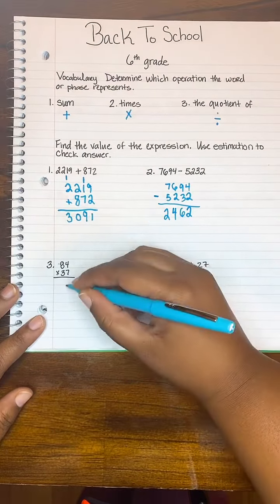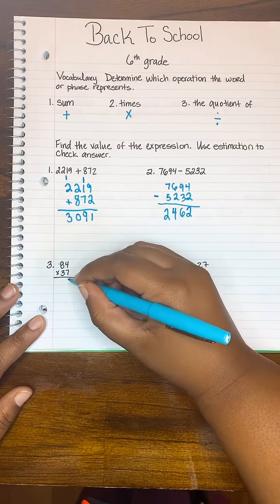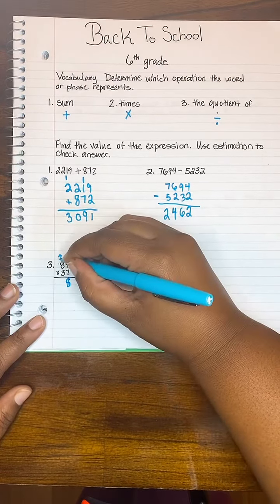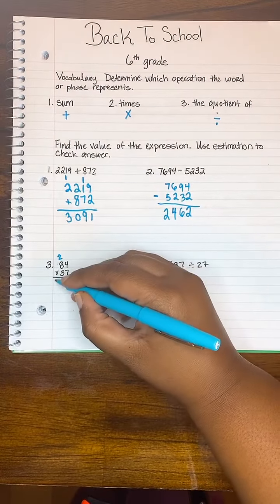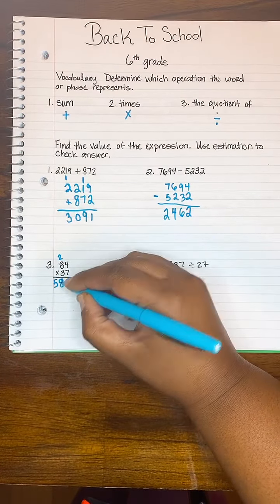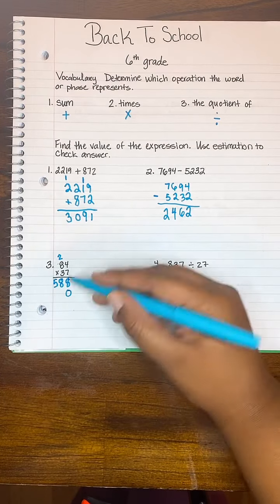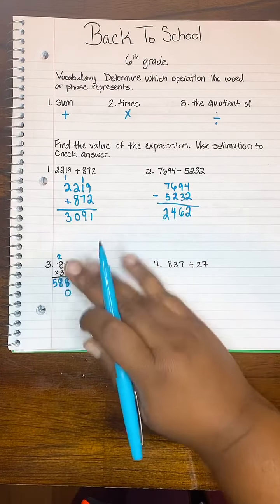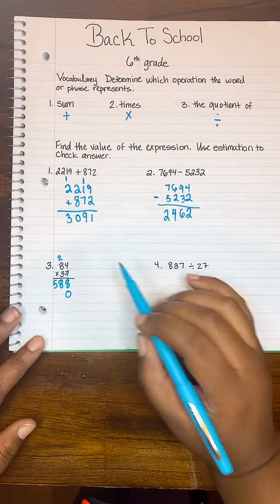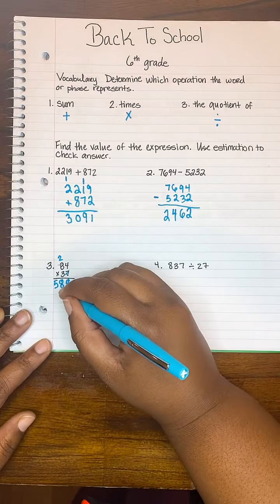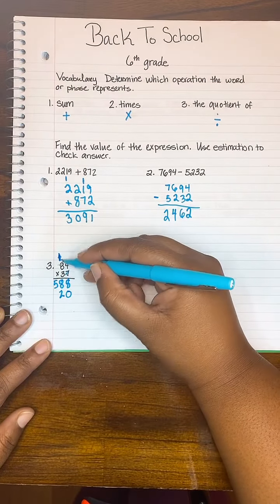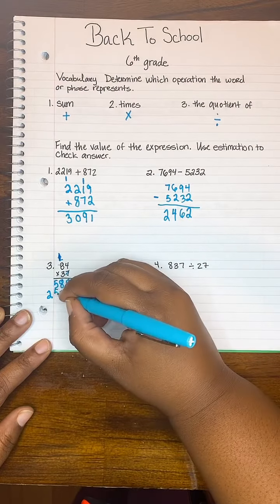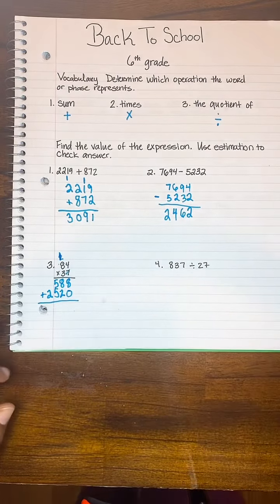So 7 times 4 is 28. Carry the 2. And then 7 times 8 is 56, plus 2 gives us 58. Now remember, you have to put your little placeholder here because we're moving over to the 3, the 10 spot. So 3 times 4 is 12, carry the 1 here. And then 3 times 8 is 24 plus 1 is 25. And then you're going to add down.